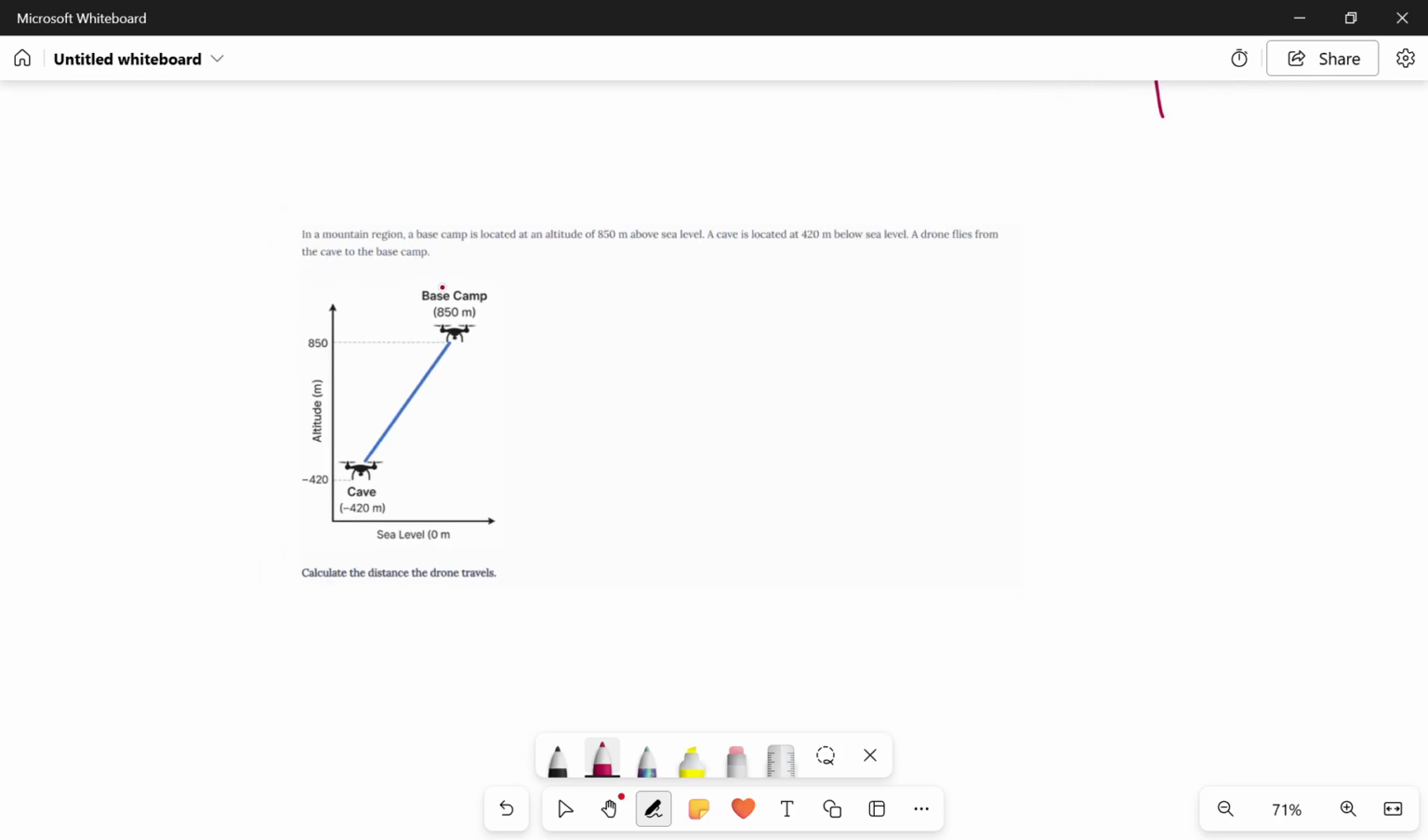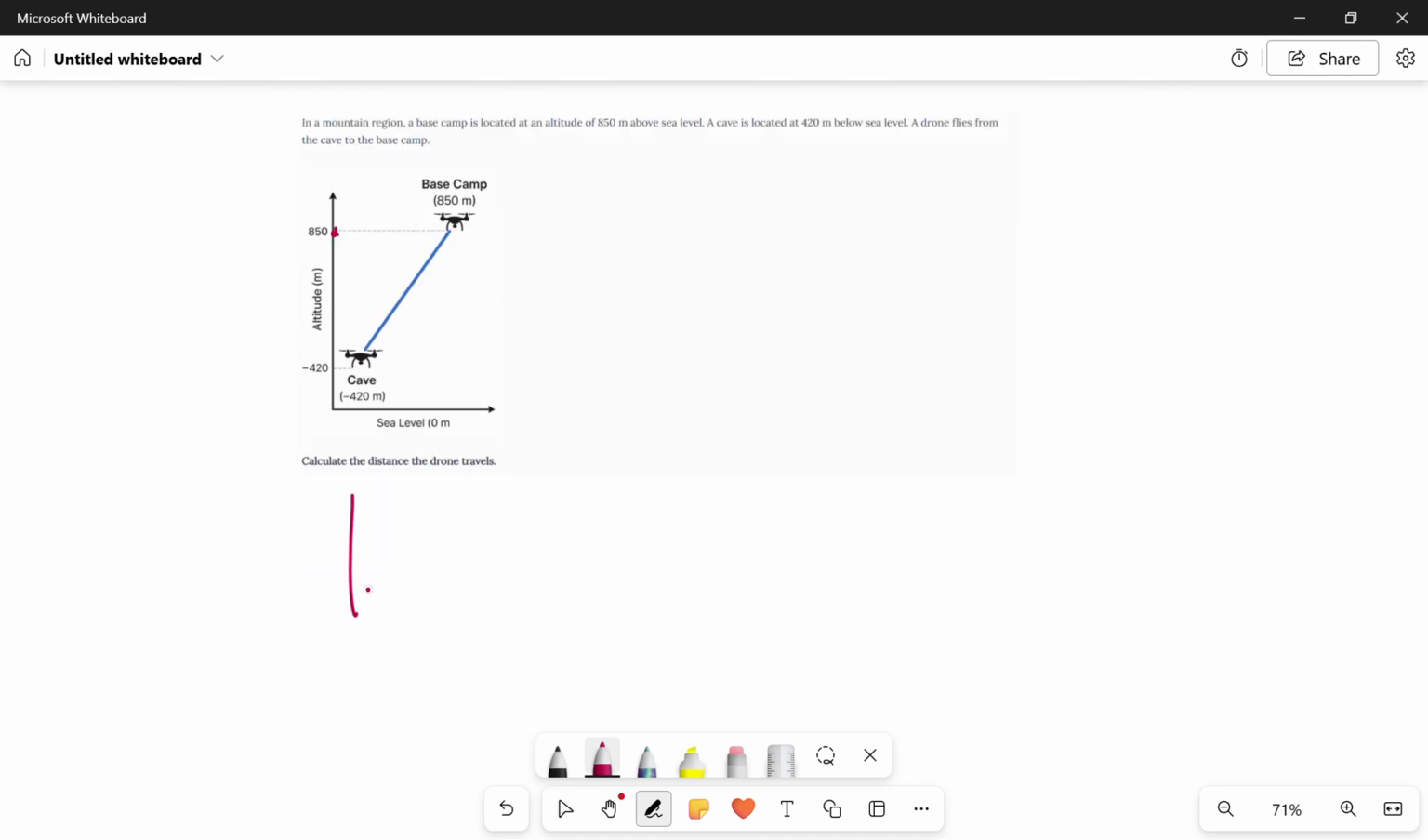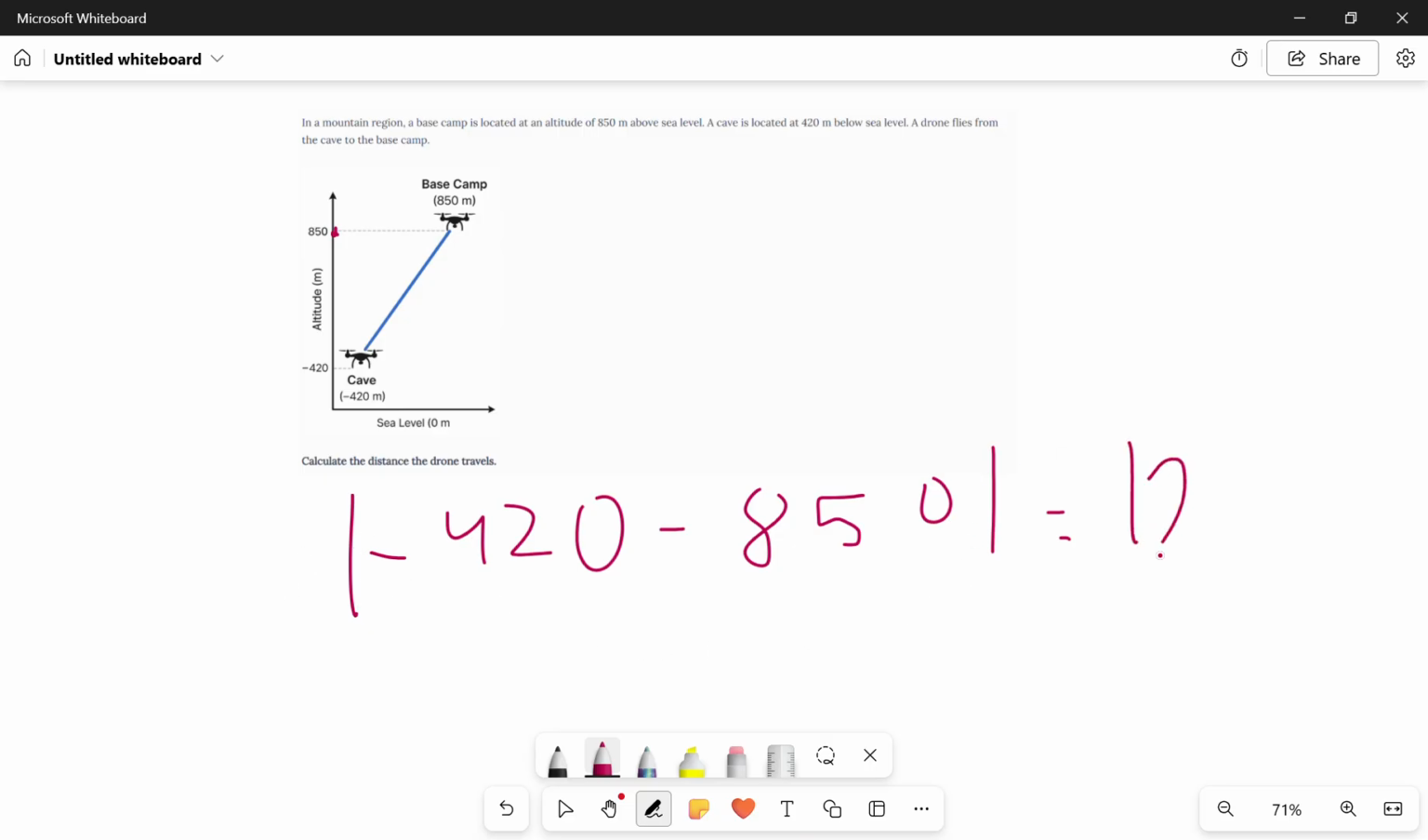In a mountain region, a base camp is located at an altitude of 850 meters above sea level. A drone, now this is the same thing, minus 420 minus 850, which in absolute value is 1270 meters.